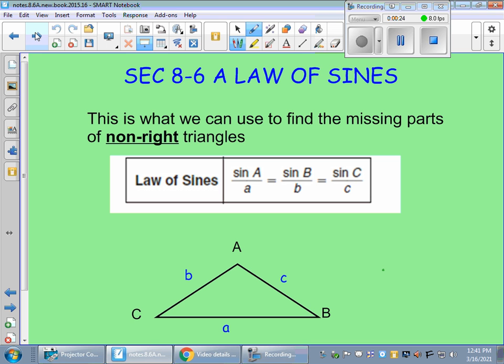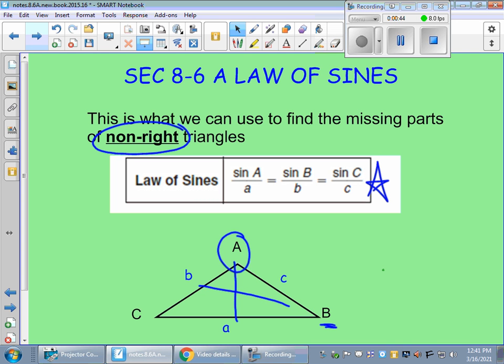Once you realize that we have non-right triangles here, you have to remember that with triangles, capital letters represent angles and the side opposite is the lowercase letter. So capital A is across from lowercase a, and capital angle B is opposite lowercase side b. From there, we're going to use these proportions. So study this right here.